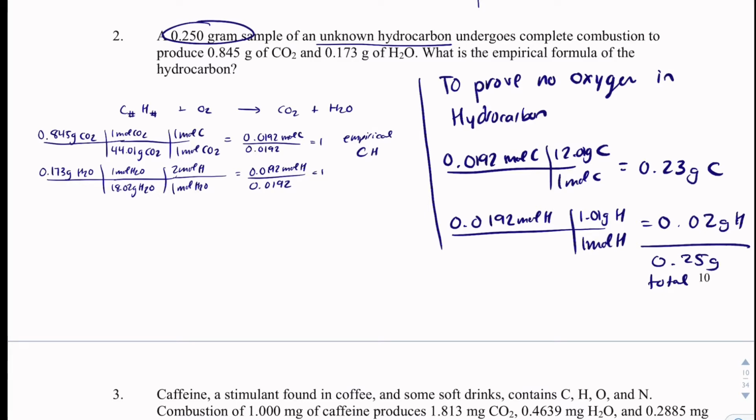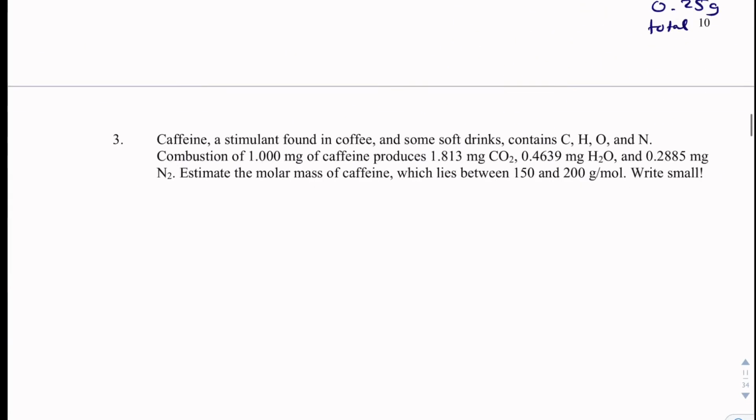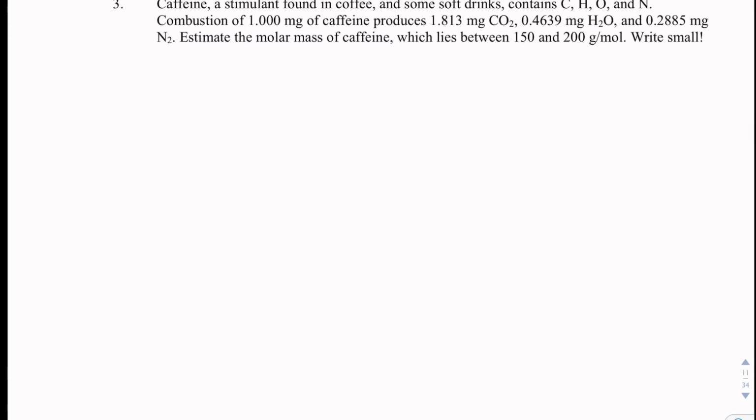Okay. Now, buckle in, because 3 is probably the hardest these questions get. It's almost unnecessarily difficult, but if you can understand it, then I think you've got a good grasp of combustion analysis. So, we've got caffeine here. Caffeine is a stimulant found in coffee and some soft drinks and maybe some other things like even chocolate. And it contains C, H, O, and N. So, we're going to have C, H, O, and N.